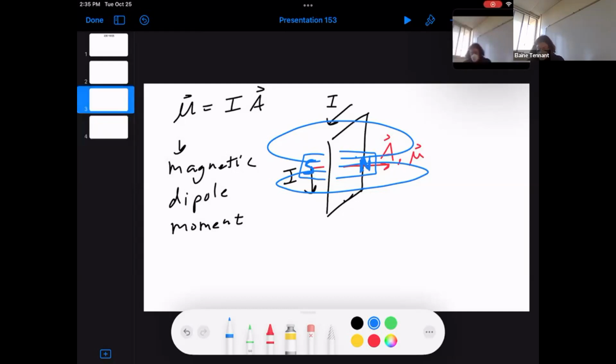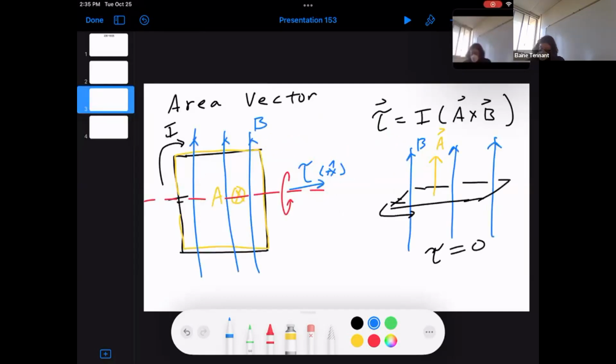Let me ask you a question from here. I've been talking about a loop of wire. What if I had two loops of wire? What would happen to the torque here? If I just had two loops of wire on top of each other, like one loop, two loop. What do you think?